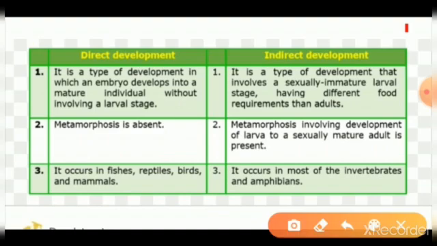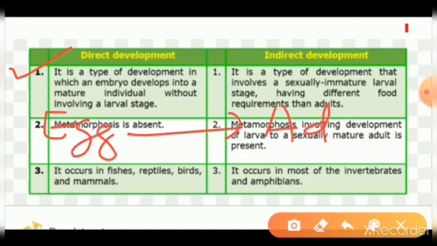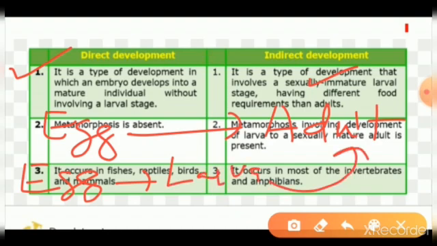Next, student, development. Development of an individual can be direct or it can be indirect. Now what is meant by direct development? It is a type of development in which an embryo develops into a mature individual without involving a larval stage. When eggs directly form the adult, then it is known as direct development. When the egg forms a larva and this larva changes into an adult, then it is known as indirect development.